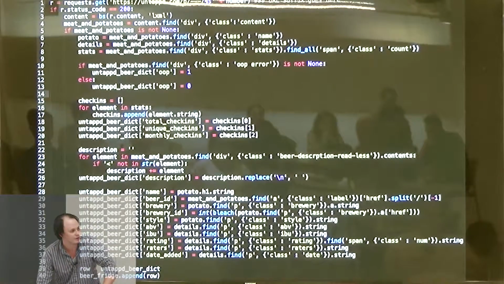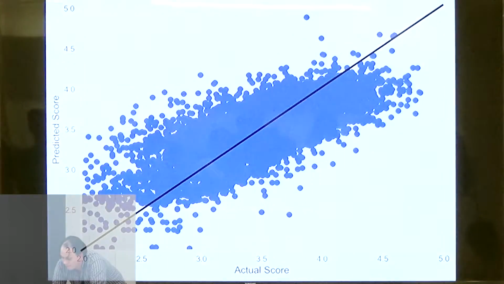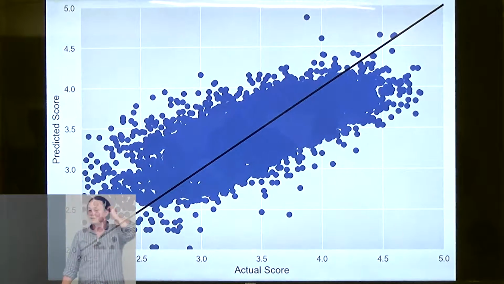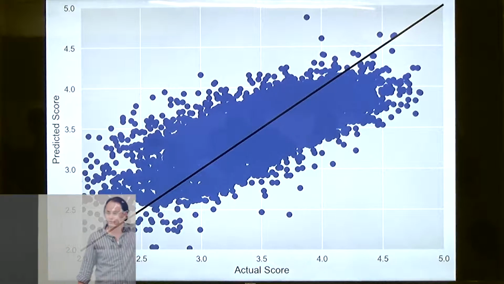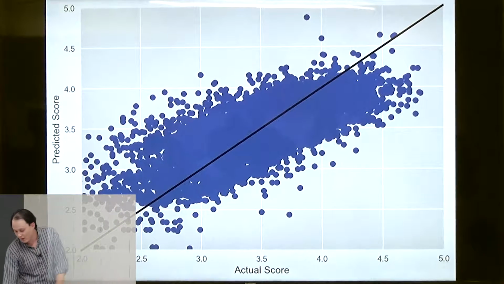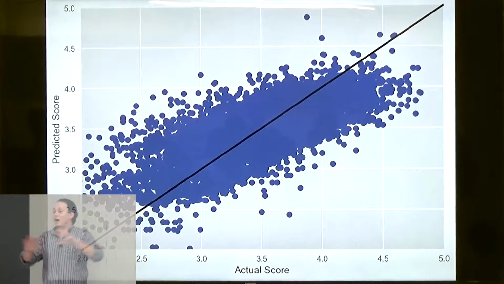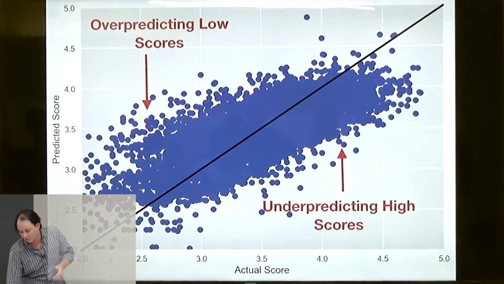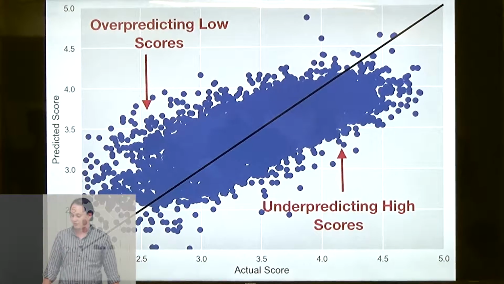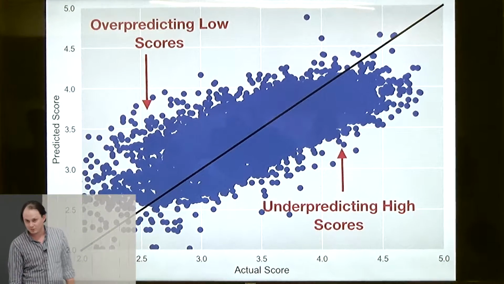So how did it do? Machine modeling. How am I doing on time? 1 minute. Great. The modeling process in 30 seconds. This was my first one. These are just actual scores against predicted scores for test data. That black line represents an ideal world where I'm predicting everything exactly as the actual score is. You can see one large theme here is that I'm over-predicting low scores and under-predicting high scores.